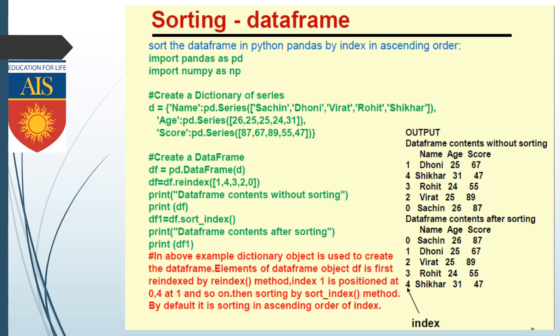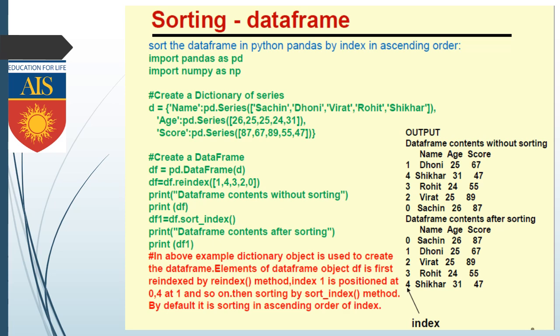Sort the data frame in Python pandas by index in ascending order. Over here also we need to create a dictionary of series, then create a data frame. So now look here: df = pd.DataFrame(d), df = df.reindex([1,4,3,2,0]). That means we are going to reshape the index, that's why 1, 4, 3, 2, 0. Then print the data frame content without sorting, and then print df, then df1 = df.sort_index().